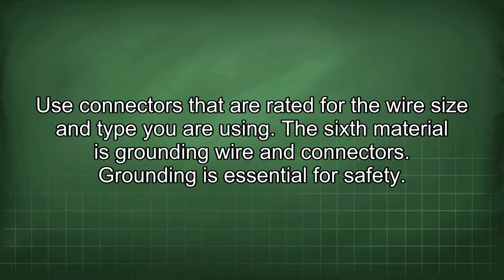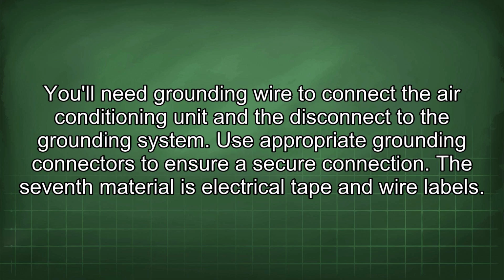The sixth material is grounding wire and connectors. Grounding is essential for safety. You'll need grounding wire to connect the air conditioning unit and the disconnect to the grounding system. Use appropriate grounding connectors to ensure a secure connection.